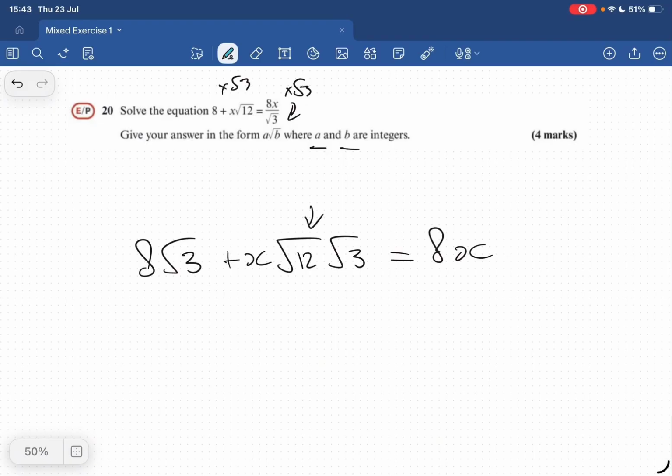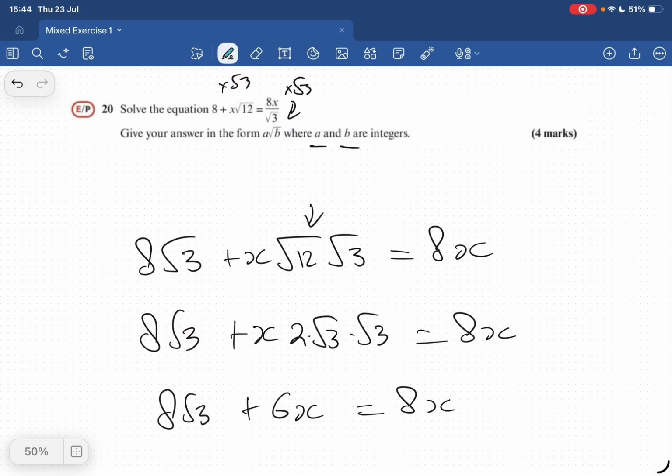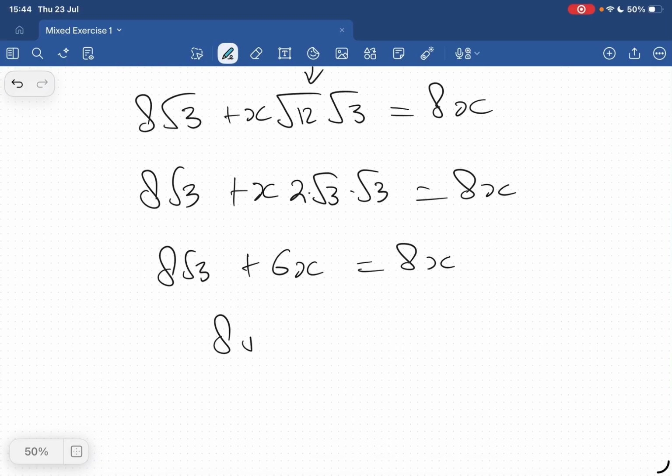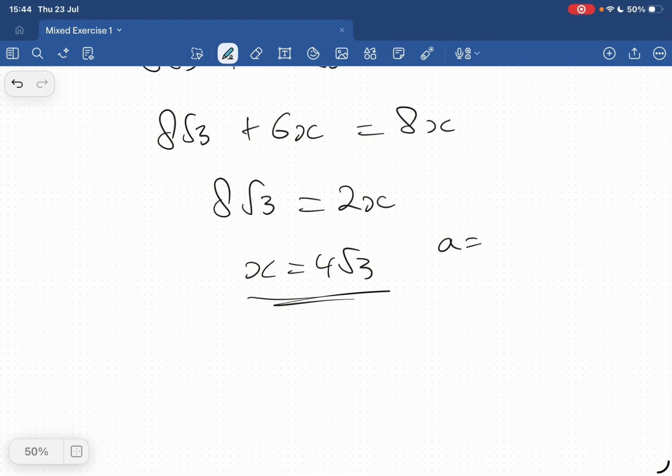Now the reason why I did root 12 times root 3 is because I know I can simplify root 12. Root 12 simplified is going to be root 4, which is 2, times root 3 times root 3, equals 8x. So then we get 8 root 3 plus 2 times 3, so 6x equals 8x. Then 8 root 3 equals 2x, so x must be 4 root 3. And x is in the form of a root b, so we have a is 4, b is 3, and that's our final answer.